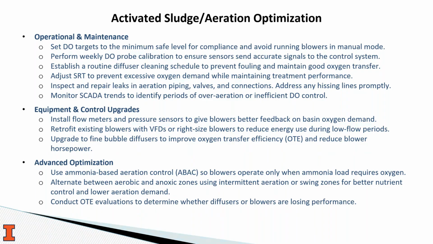For more equipment focused upgrades, installing flow meters or pressure sensors can give blowers better real-time data on oxygen demand, which can help you adjust your process control more efficiently. Retrofitting existing blowers with VFDs or switching to right-sized blowers, especially if you have older, larger blowers, can help reduce energy use, especially during low flow periods.